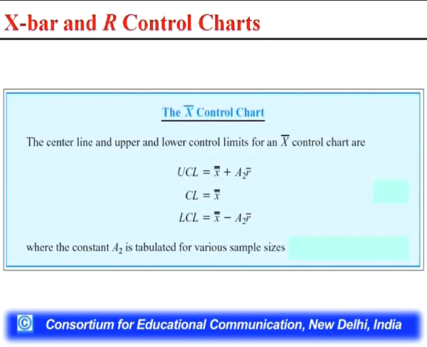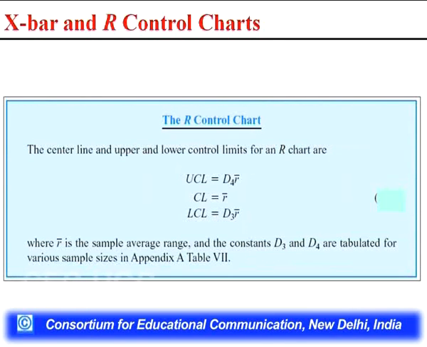And these factors like A2, D3 and D4 are available in our books. At the end of the book, certain tables are given which are part of the book itself, and we can make use of these tables in designing the control charts. Similarly, for the R control chart, UCL is D4 R bar, the center line is R bar only, and the lower control limit is D3 R bar. Once again, D4 and D3 are available in the books.